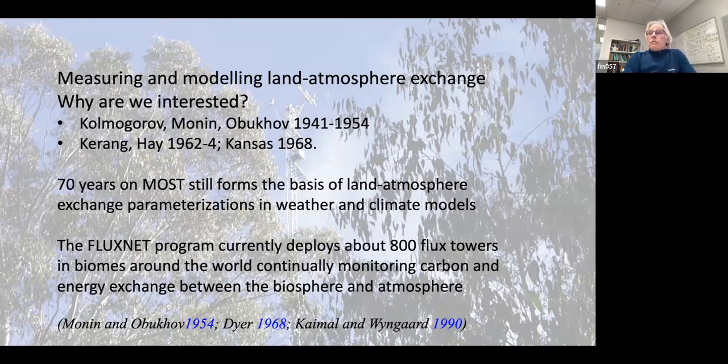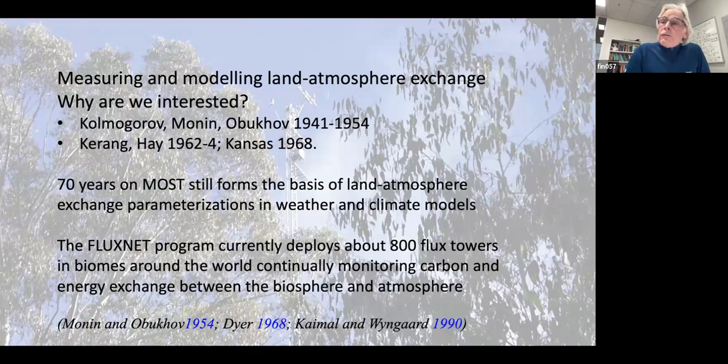And 70 years on, Monin-Obukhov theory still forms the basis of model parameterizations in weather and climate models. We also found out quite early on that Monin-Obukhov theory seemed to break down near the top of tall plant canopies like forests. About 30% of the Earth's surface is covered with forests, so we did need to understand why these MOST formulations broke down and how to fix them.